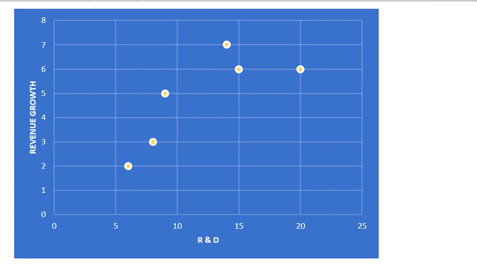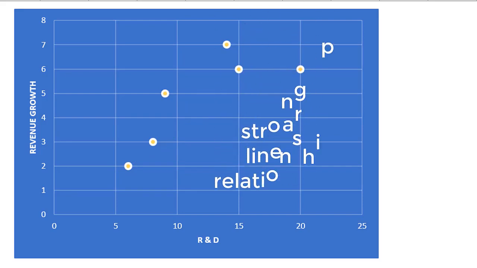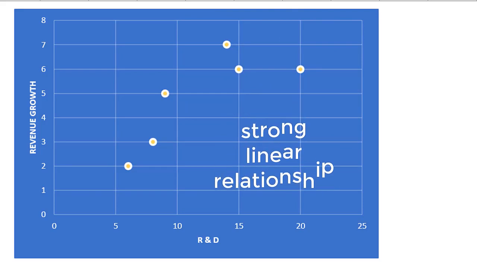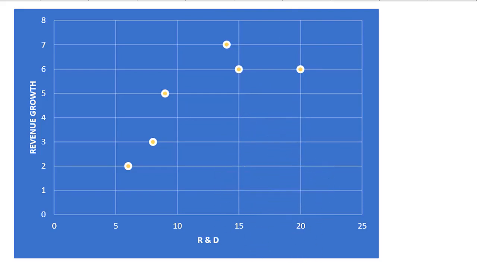This graph indicates that higher amounts for the research and development costs seems to result in higher change in revenue for the companies. The data plotted show a strong linear relationship with a positive slope. As you can see, points are going up.